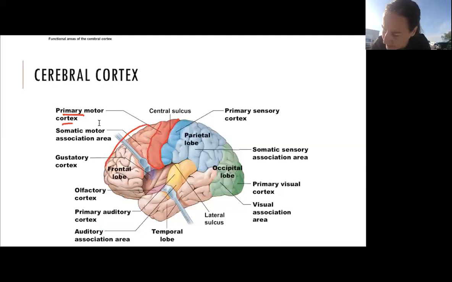Our primary sensory cortex is the post-central gyrus. That's this guy. And it's going to have our sensory associated area behind it, the somatosensory associated area. That's where you use your memory and integrate that in with the sensory information that you've got, so you know what it is that you are feeling, touching, seeing. That is your somatosensory area.